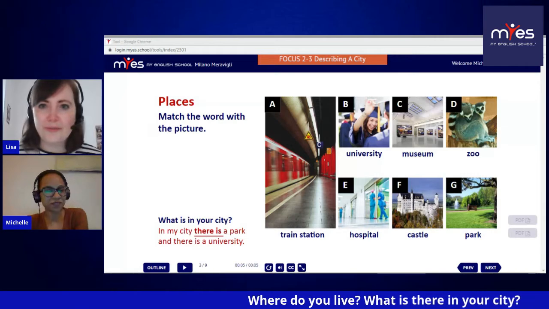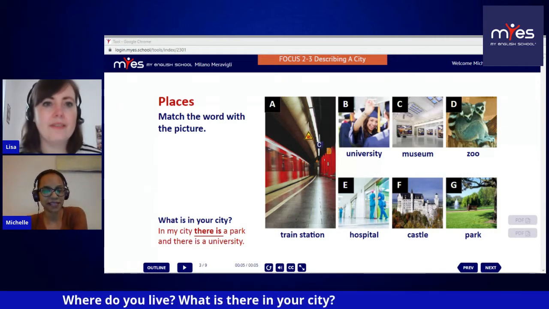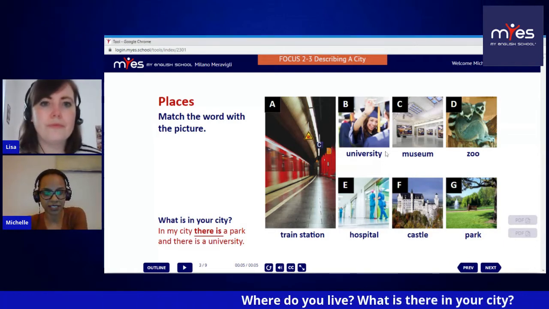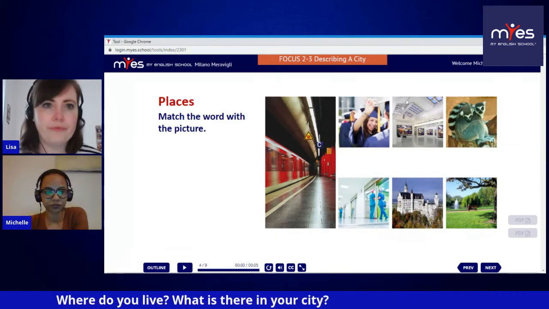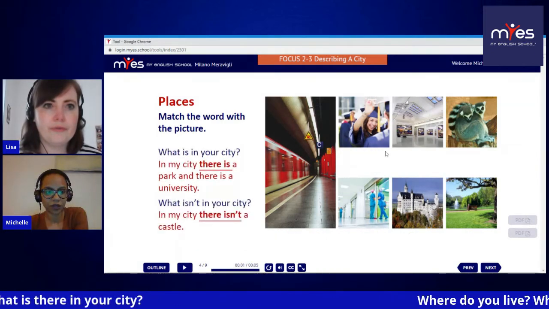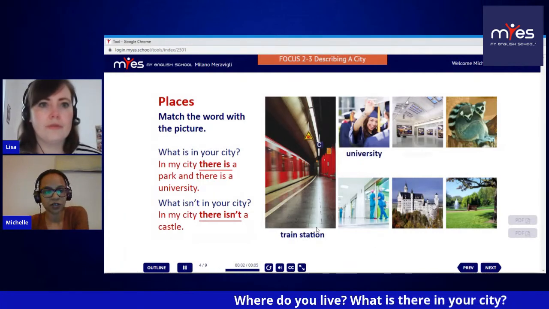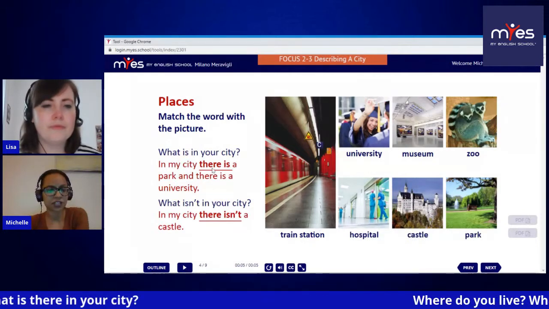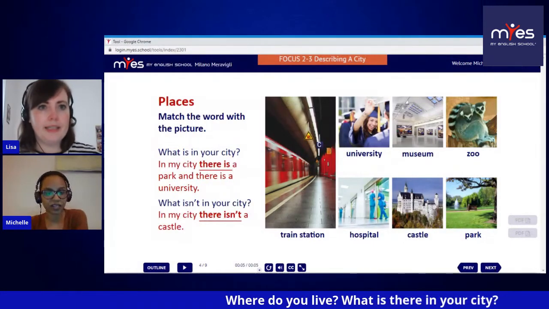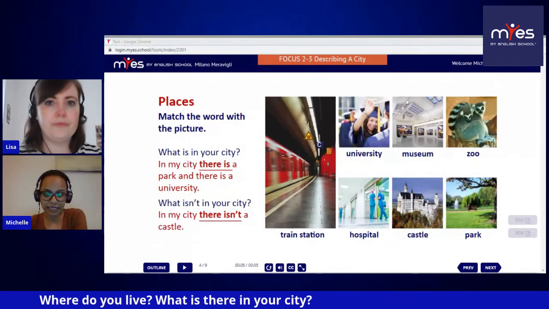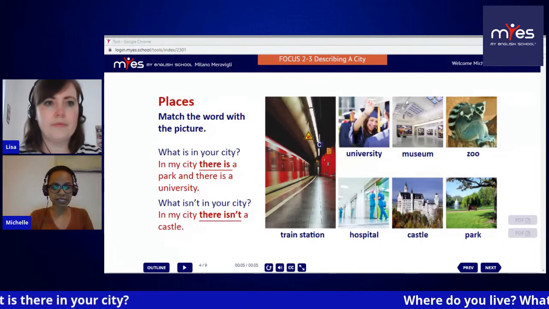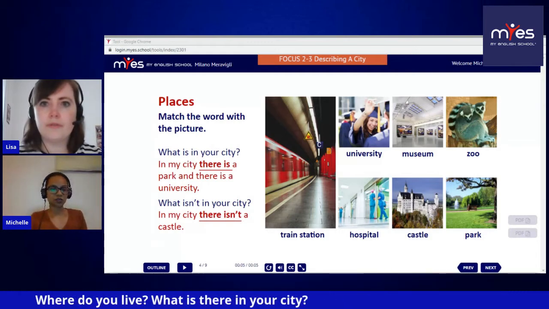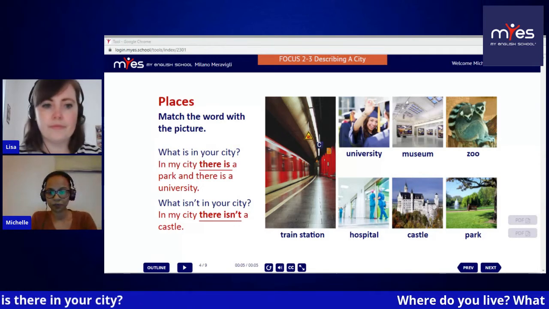Okay, we're going to move on, but you guys can write to us and tell us what is there in your city or what isn't there in your city. So we've already covered this, what is there and what isn't there. Just pay attention to the format. There is and there isn't. Isn't is a contraction, so the full form is is not. But when we speak colloquially, we just shorten it to isn't. So there isn't.